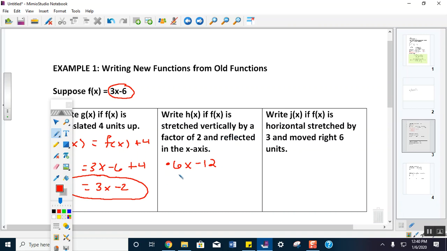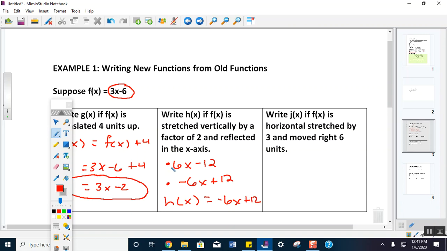But then it says it gets reflected over what? Okay, so now go to your rules about reflecting over the x-axis. What's it say to do? Does it say just do f of negative x or completely negate the whole function? Negative f of x. So negative the whole function. So what's going to happen to the signs here, kids? So what's this going to become? Absolutely. So in this case, h of x, after it's been vertically stretched by 2 and reflected over the x-axis, becomes negative 6x plus 12.